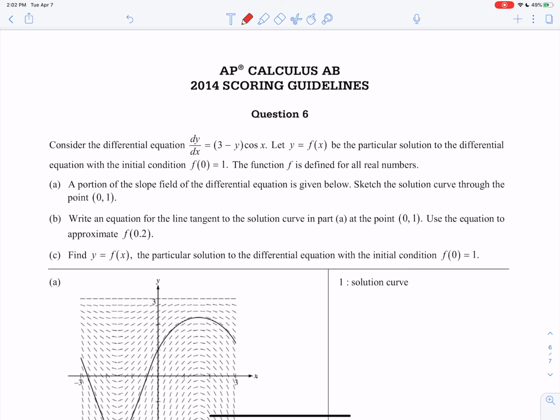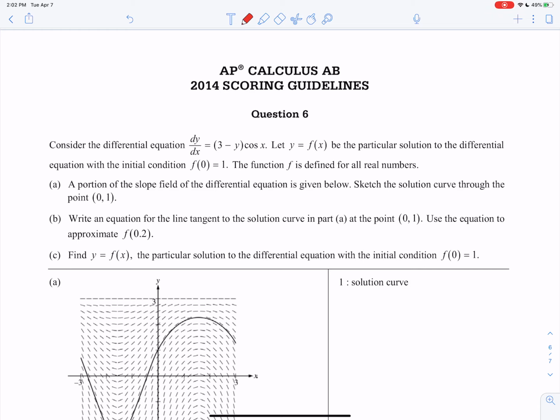Here's 2014 question 6. This is a slope fields separable differential equation problem. I'm skimming through it. I see slope fields, but more importantly, I see finding the particular solution. Okay, that's the big component. That's where you're going to score a lot of your points on the AP exam, or at least the easy ones.